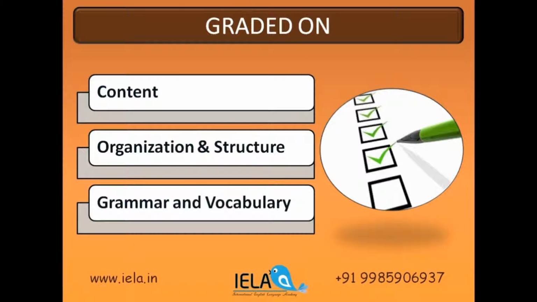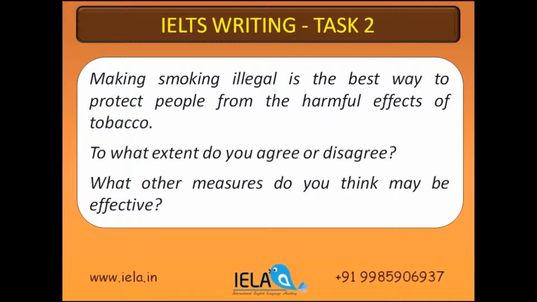Now guys, this is one classic example of what an IELTS Task 2 question looks like. Of course, most of the questions will be similar. Making smoking illegal is the best way to protect people from the harmful effects of tobacco. To what extent do you agree or disagree? What other measures do you think may be effective? Now this is the question, and we need to write an essay on this. We should be able to address every single part of the question. We should not leave any part of this task unattended. That way our content will be relevant and it will be useful.